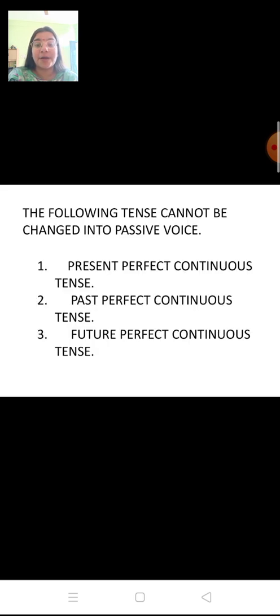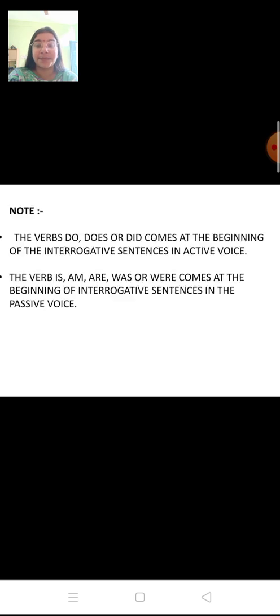So this is about tenses, but there is a case where present perfect continuous, past perfect continuous and future perfect continuous cannot be changed from active to passive voice. So in these three cases you are not going to see any changes from active to passive voice. But there are certain rules to change from active to passive.